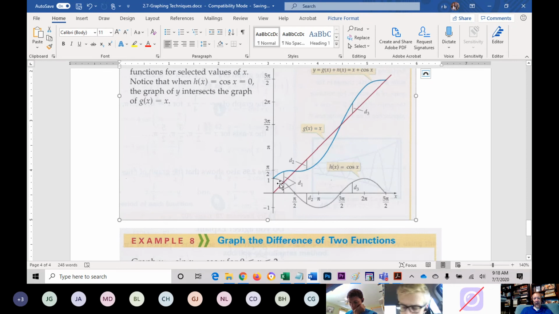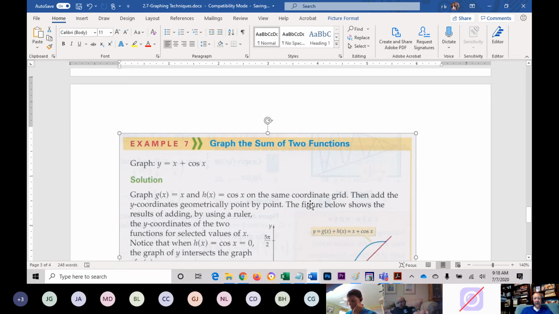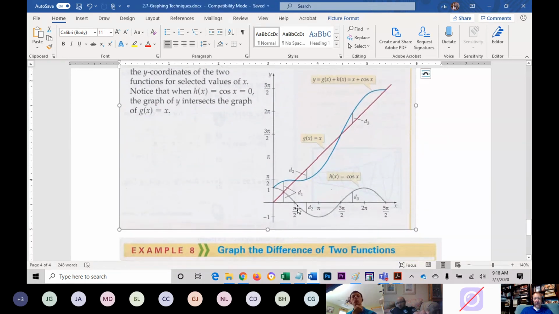Okay. Now, let's go to pi halves, okay? The cosine of pi halves is 0. So if x is pi halves, then pi halves plus 0 is simply pi halves. And so when we're adding this here, 0 plus pi halves is pi halves, okay? So that point is right on the y equals x line.